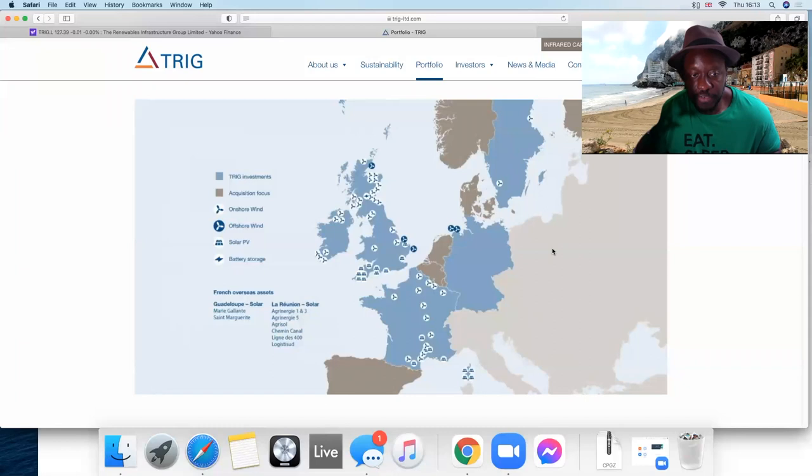And as you can see from the map here, this company, the Renewables Infrastructure Group, has actually branched out into Europe, where I do believe, I could be wrong, I'm going to go and double check, but I believe Greencoat and Bluefield Solar Income Fund are based in the UK.